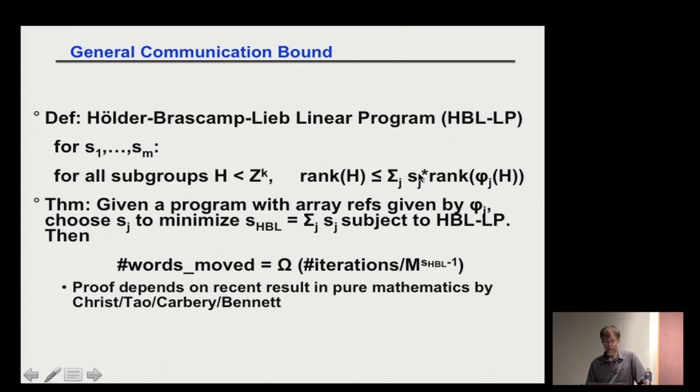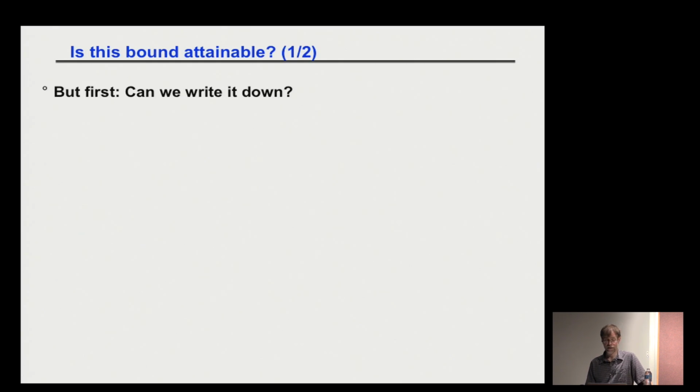So I have to write down this inequality for every subgroup of Z^k. How many subgroups are there? There's an infinite number of subgroups. So this is why it's a question of, can I even write it down?